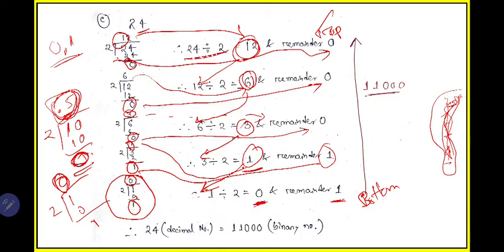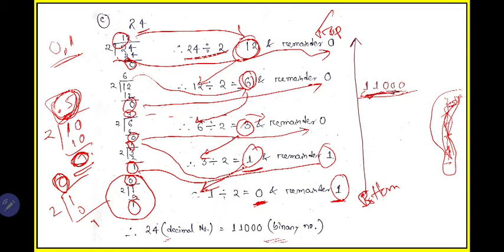So the rule is to start writing from bottom to top. At the bottom we have first 1, then the second 1, then the third, fourth, fifth, all 0 0 0 0. So this is your binary number for 12. If you convert the decimal number 12 to a binary number, you will get this answer.